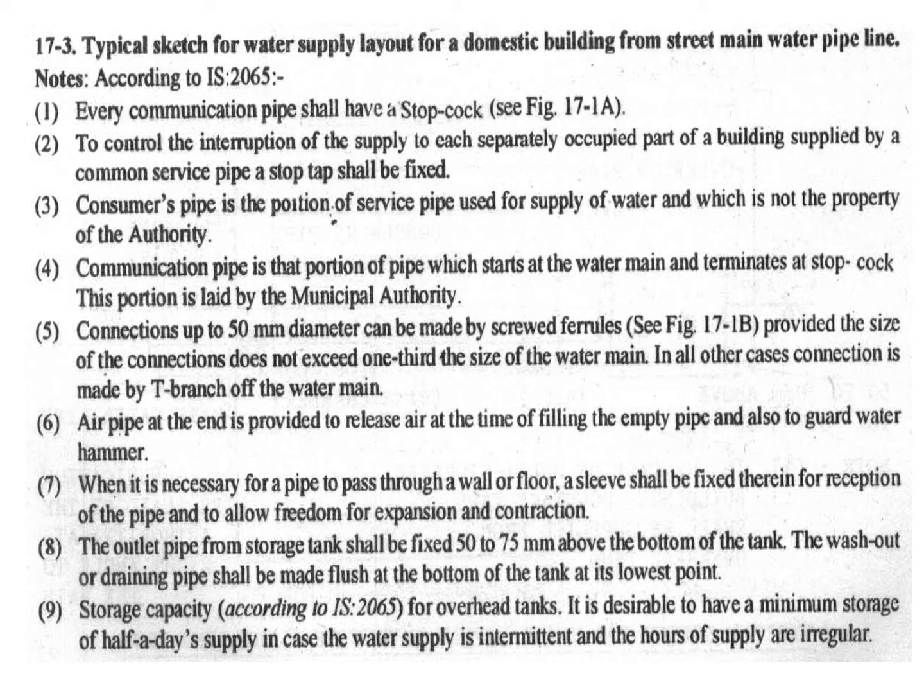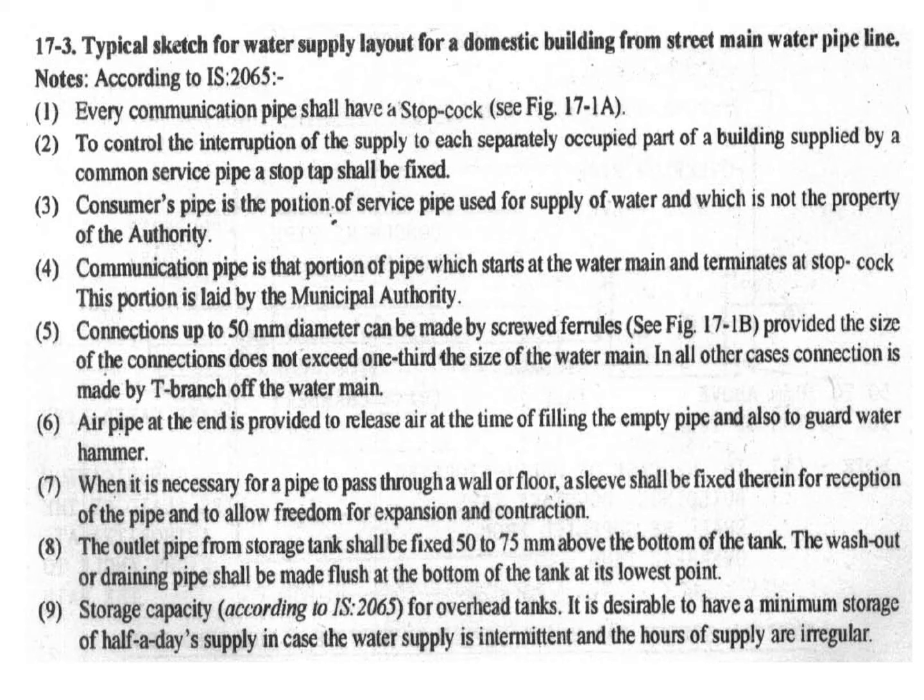Every communication pipe should have a stop cock. To control the intercept of water supply, each separate occupant of a building supplied by a common service pipe, a stop tap shall be fixed. Consumer pipe is the portion of service pipe used for supply of water which is not the property of an authority. Communication pipe is that portion of pipe which starts at the water main and terminates at the stop cock. This portion is laid by the municipal authorities.